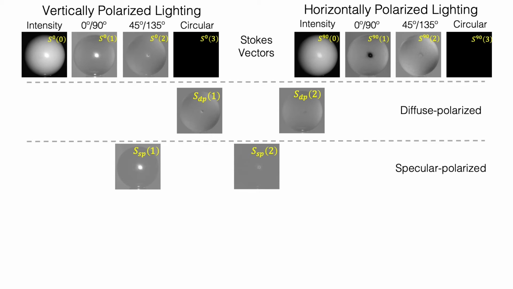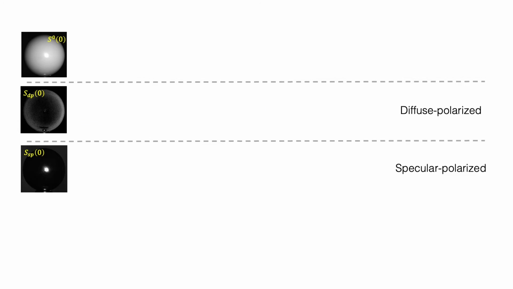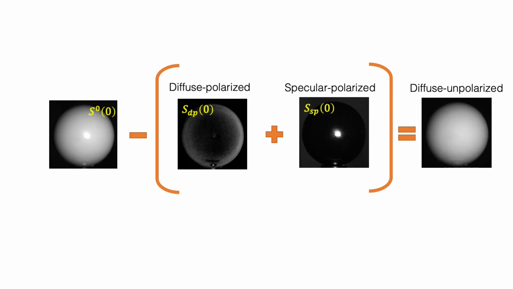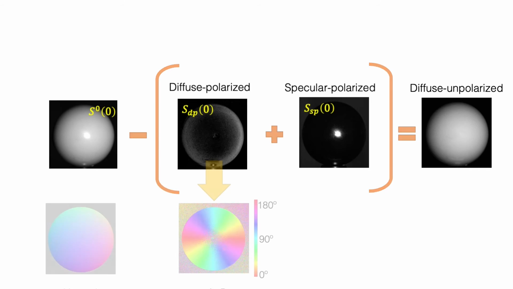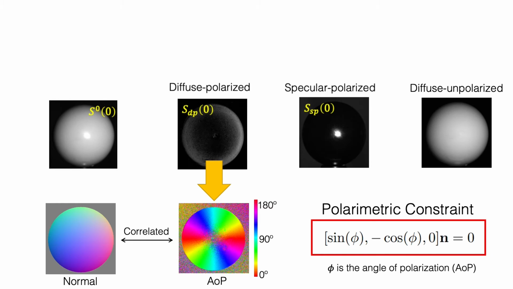For both components, we can compute the intensity image S0 by adding up S1 and S2, following the Stokes factor constraint. Finally, we compute the intensity of the diffuse unpolarized component by subtracting intensities of both specular and diffuse polarized ones from the input. The angle of polarization, or AOP, are used as constraints for normal estimation. We formulate our polarimetric constraint using the AOP from the diffuse polarized component.